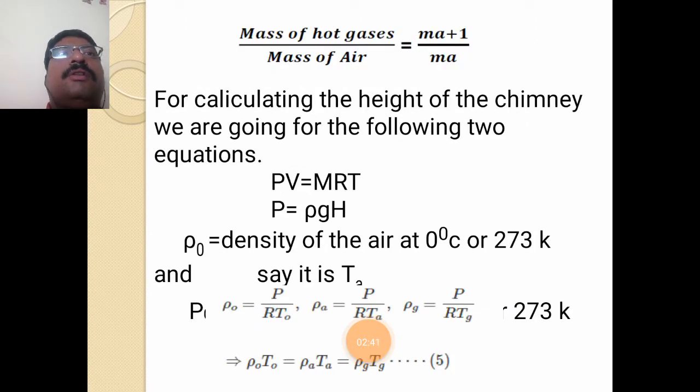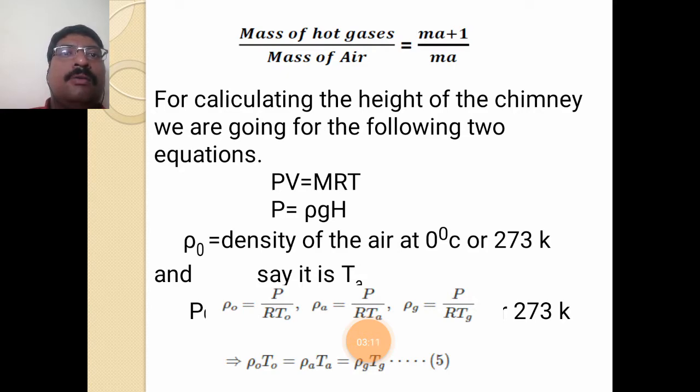Now we are considering the ratio of the mass of hot gases to the mass of air, that is (MA plus 1) by MA. For calculating the height of the chimney, we are utilizing two equations. One is the ideal gas equation, PV is equal to mRT, and another one is the density equation, P is equal to rho g H. Here we are considering the density of air at 0 degrees centigrade or 273 Kelvin, and say the temperature is T0.